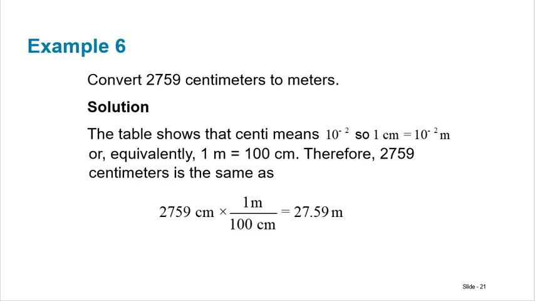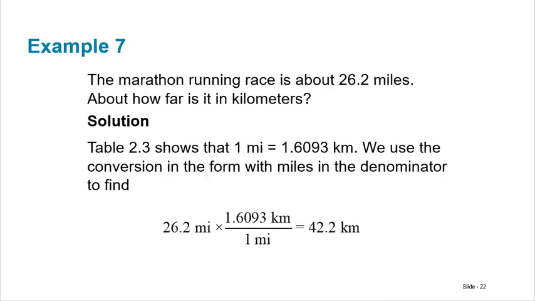So we can convert 2,759 centimeters to meters very easily because we know there's 100 centimeters in a meter. So you're basically just dividing by 100, which really just means you move the decimal place 2 spots to the left. That's the beauty of the metric system: to convert back and forth is really just a matter of moving the decimal places.